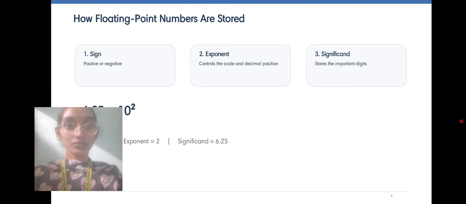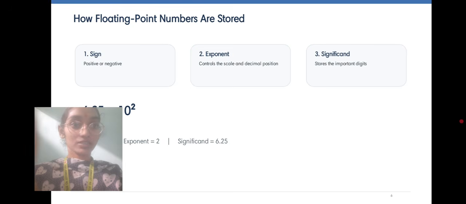How are floating point numbers stored? Sign, positive or negative. Exponent, controls the scale and decimal position. Significand, stores the important digits.